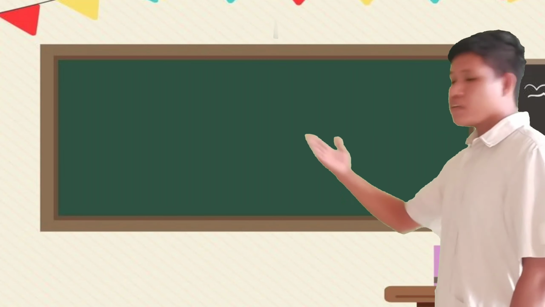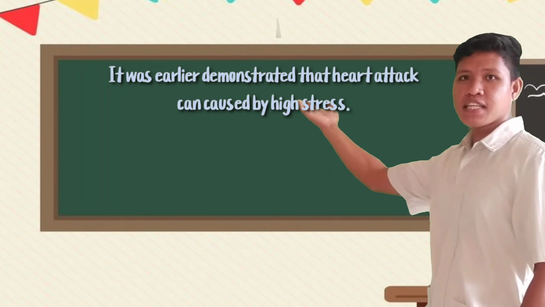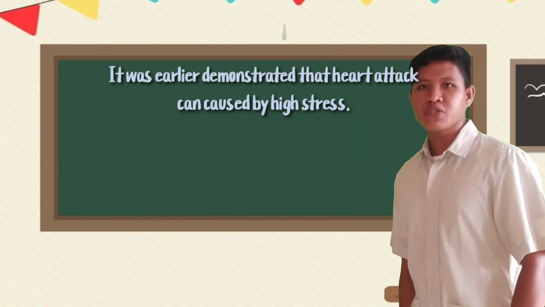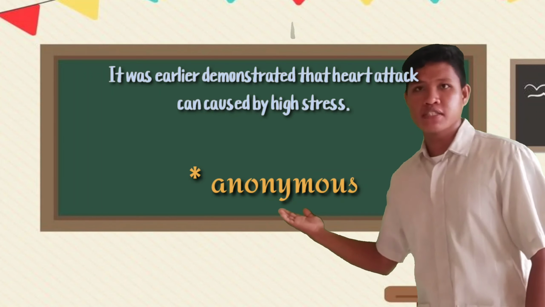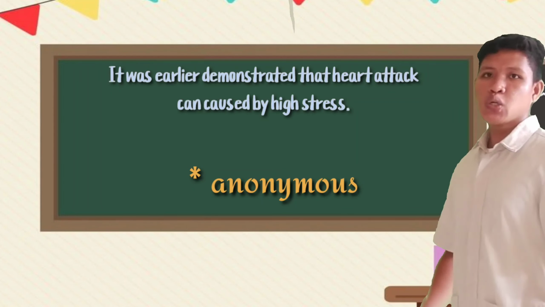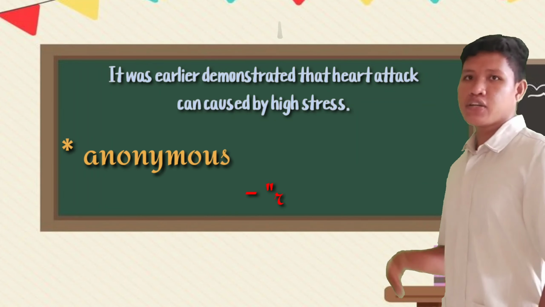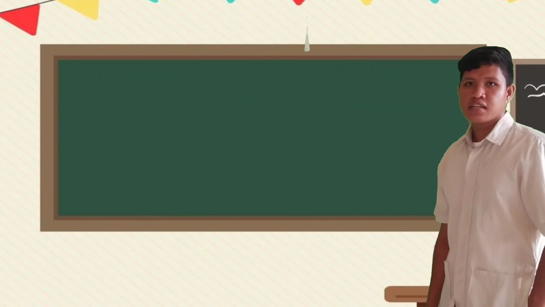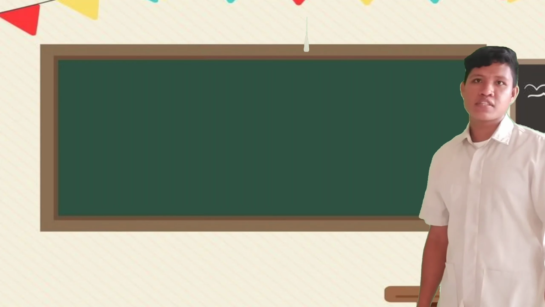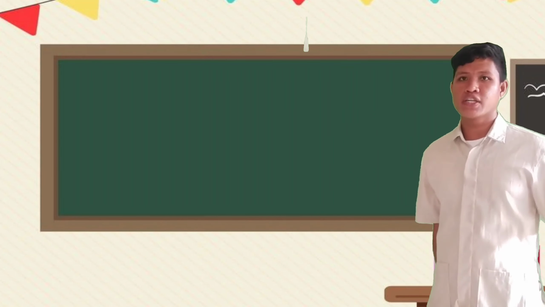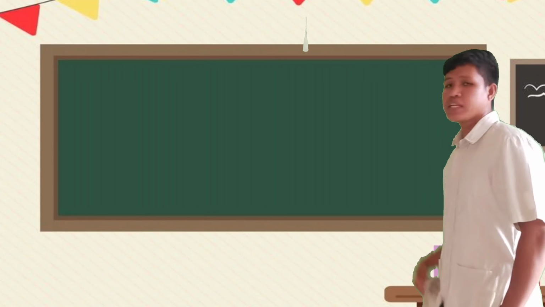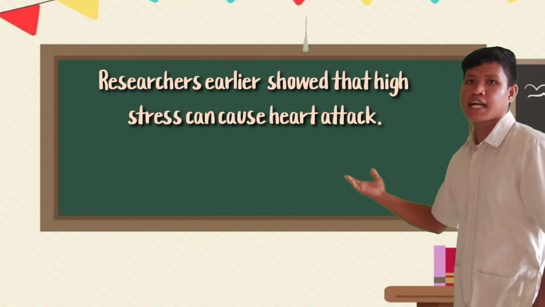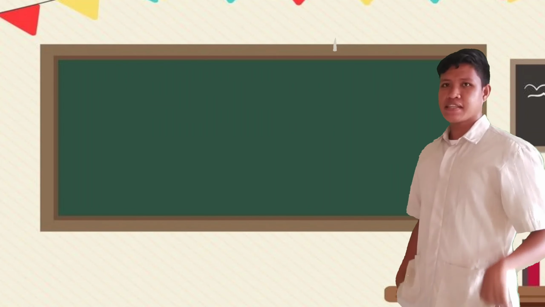For example: It was earlier demonstrated that heart attack can be caused by high stress. In this sentence, the subject seems to be anonymous. Therefore, we will use the word researchers as the subject in the sentence. After that, we convert it into an active voice, and it will go like this: Researchers earlier showed that high stress can cause heart attack. Did you get it, class?